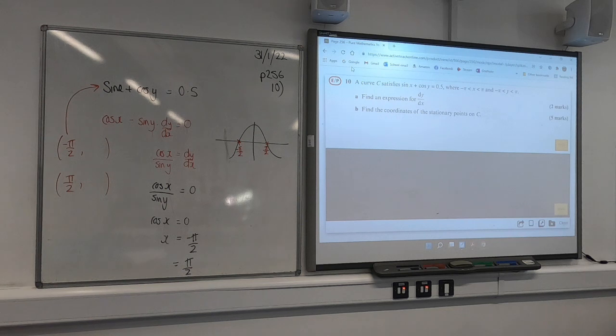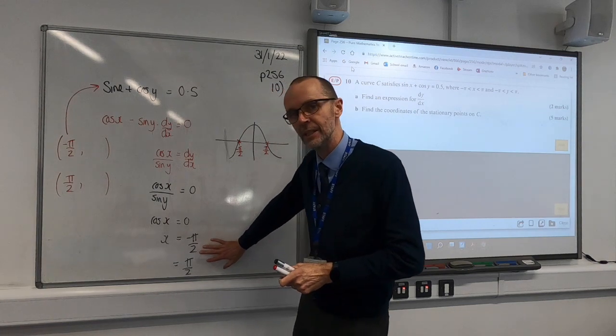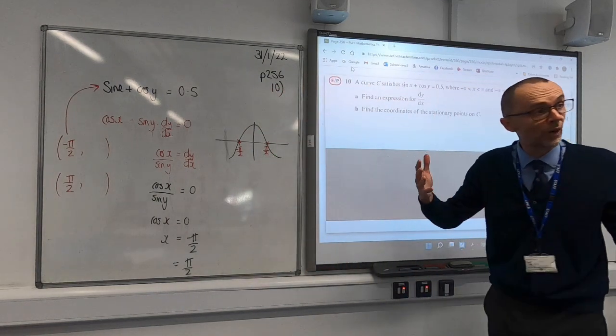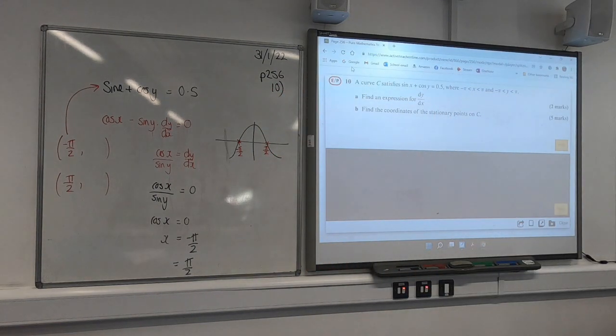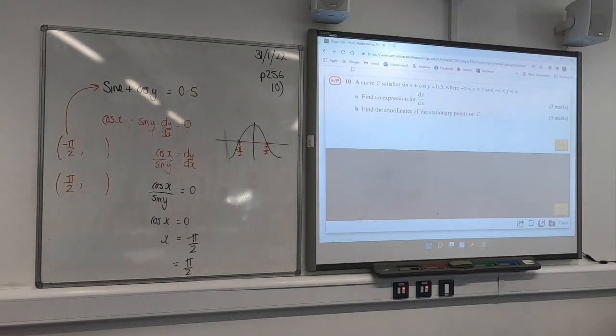So having got my x values, there's definitely potentially turning points when x is equal to this and this, but what's the y value going to be? Well, we always go back to the original equation. A bit more complicated, isn't it? Because we've got an implicit equation rather than just a y equals equation. Anyone want to work out calculator?